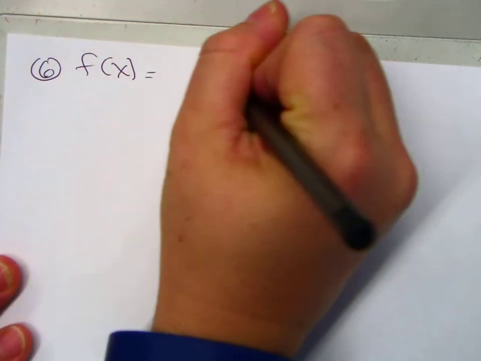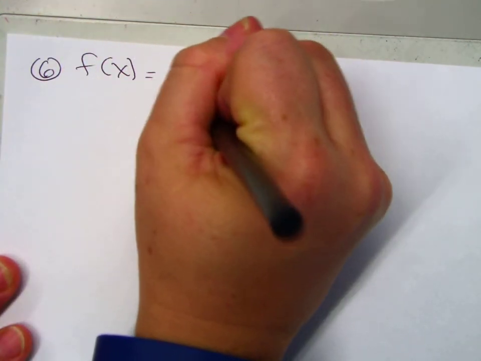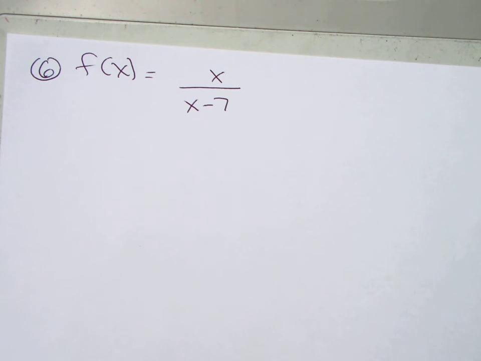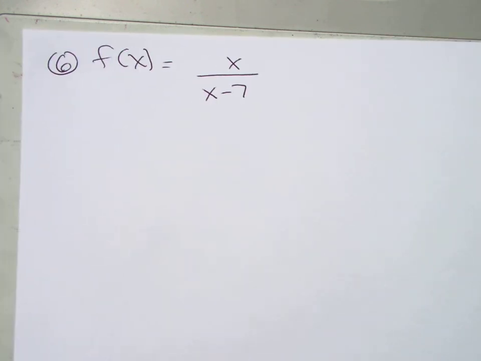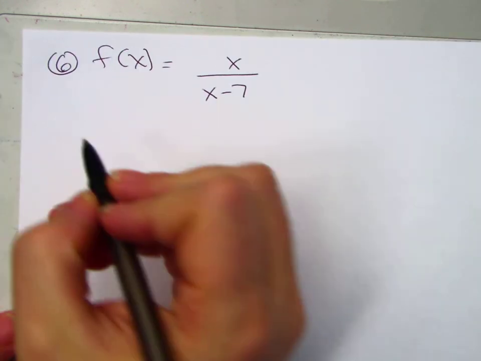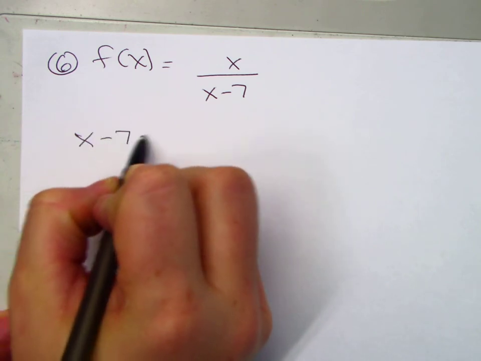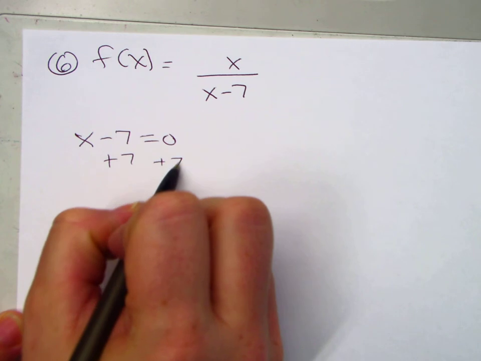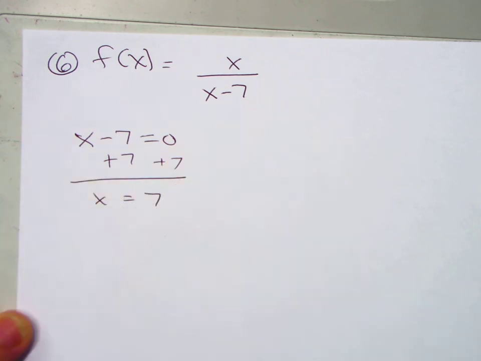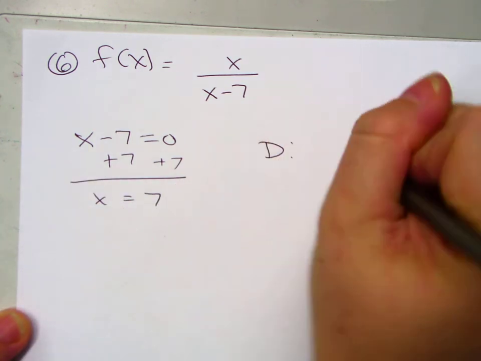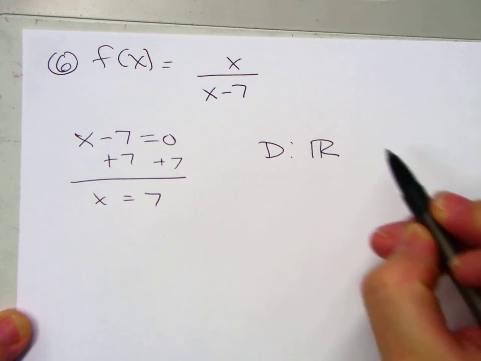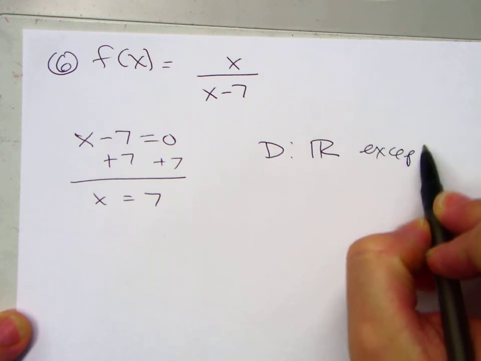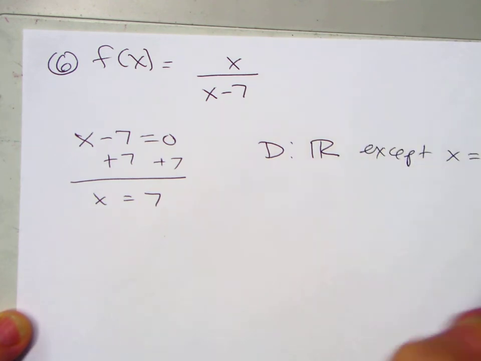f of x equals x over x minus 7. Very slight change. Start with the domain. Pause the video. Just like before, x minus 7 equals 0. You're not allowed to have 0 in the denominator. Solve, and you get x equals 7. So the domain is real numbers except x equals 7.